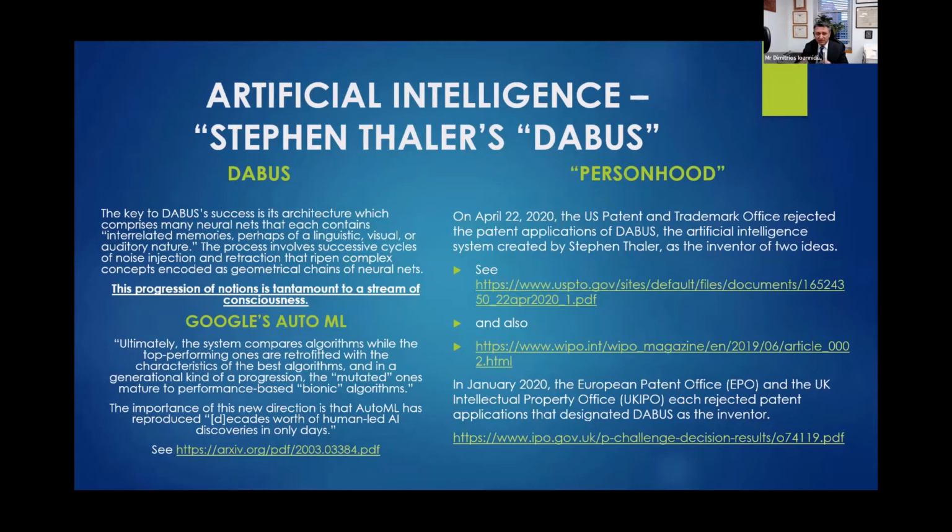The last discovery that I want to talk about is Google's AutoML. Back in March of 2020, Google came up with a paper, and the scientists said, look, we now have made a discovery whereby we are creating algorithms that are mutating and developing on their own.